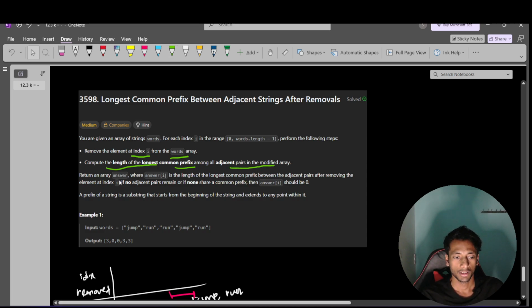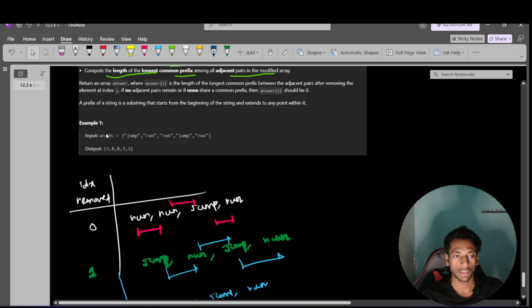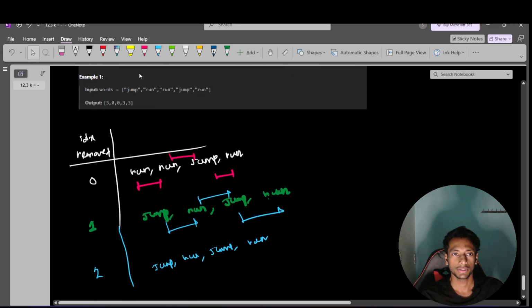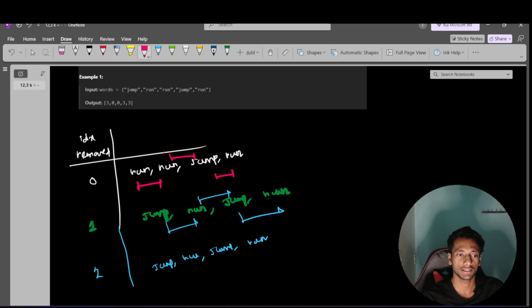So that means, suppose for this example one, we have an array of strings. First is jump, then run, then again run, jump, run. What they are trying to say is, first of all, for answer 0, we will remove the word present at index 0. That means this will not be present. So then the modified array will be: run, run, jump, run. Correct?